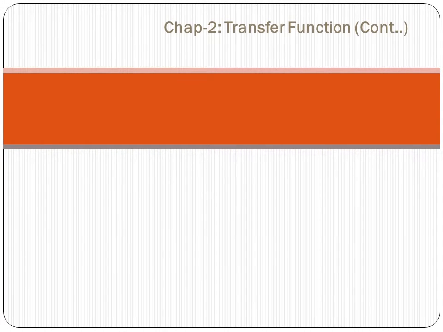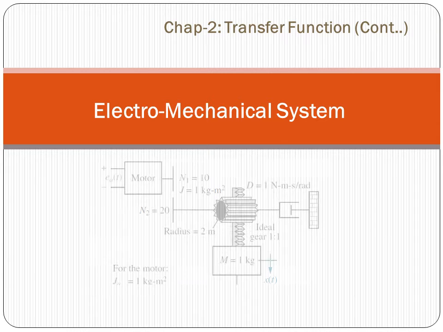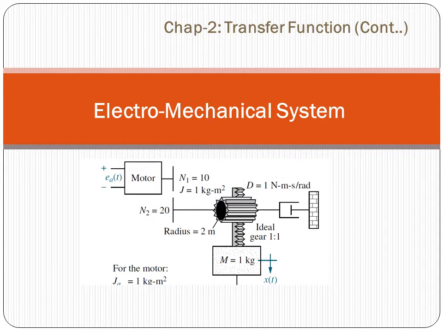Hello, today we will continue to learn transfer function from chapter 2, and we will see the electromechanical system where we have an electrical input Ea, but we will have a mechanical output, for example x(t), or a rotational mechanical output, which is theta. So in this case we will have a combination of electrical and mechanical input and output. So let's see.